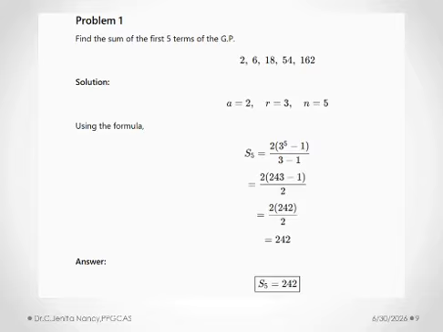Here, the number of terms is given as 5, so we are taking small n is equal to 5. We know the formula as Sn is equal to A into R power n minus 1 divided by R minus 1. Hence, S5 is equal to 2 into 3 power 5 minus 1 divided by 3 minus 1, which is equal to 2 into 243 minus 1 divided by 2, which is equal to 2 into 242 divided by 2, which gives the answer 242. Hence, the sum of the first 5 terms of the GP, S5, is equal to 242.